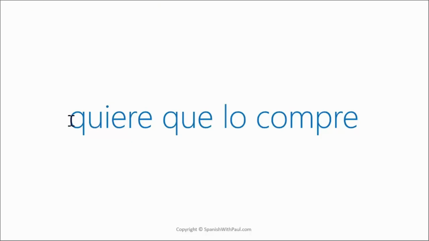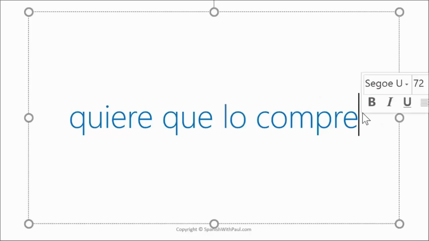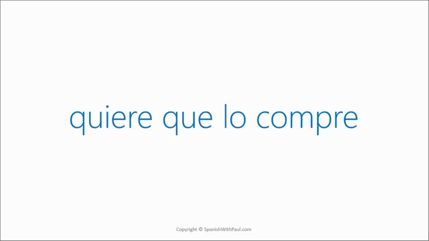Here we have our trigger, quiere que, and then compre is I buy in the subjunctive, and you can see the lo in its regular position. Because this verb is conjugated, then the pronoun comes up here instead of being hooked onto the end of the full verb. So it's exactly the same structure. It's just that now the verb itself is in the subjunctive.